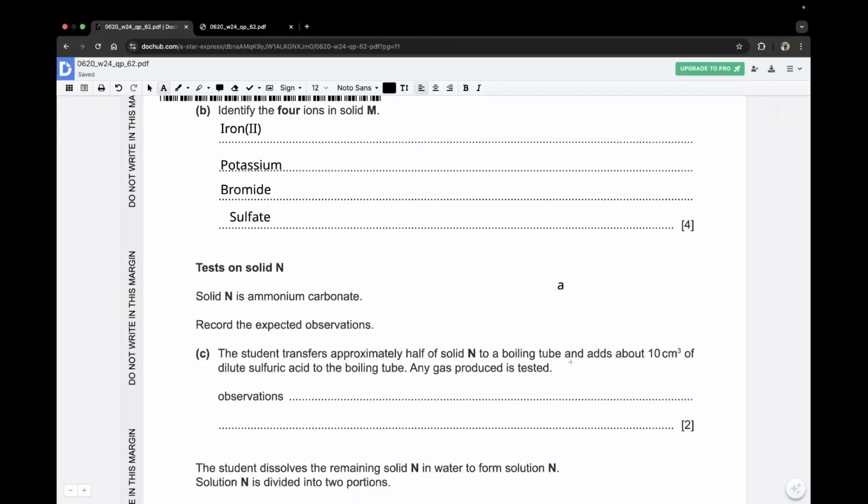So they are reacting it with sulfuric acid, and it's a carbonate. And as you know, when you react an acid with a carbonate, carbon dioxide is produced. So you can just write effervescence. You can also write bubbling, but effervescence is the more apt term when carbon dioxide is involved. Effervescence. And the observation for carbon dioxide, right? Again, very common question. Lime water turns milky.